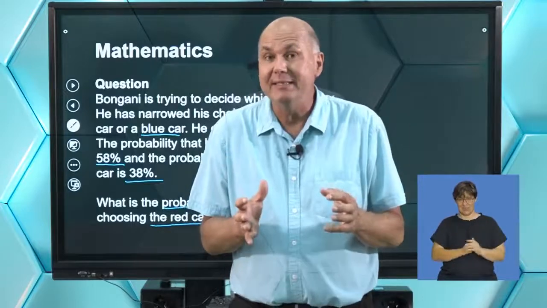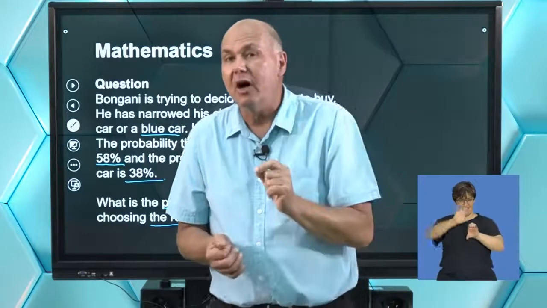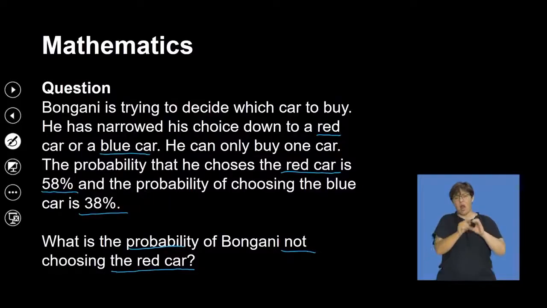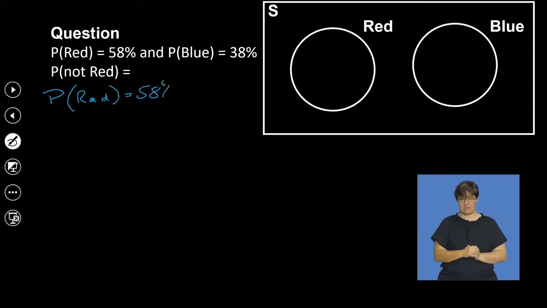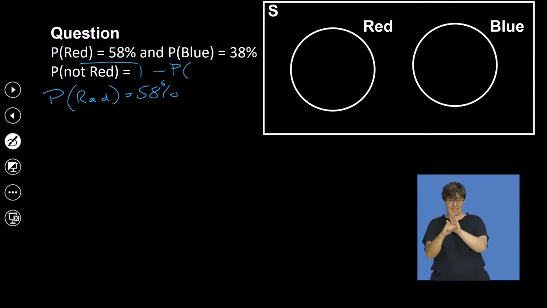Remember what the complement is. All of those things that are not in the set that we're looking at. So we're going to ask ourselves, what is the complement of the red car? So if we say P not red, then what we've got to recognize is, first of all, the probability of red we've been given was 58%. We've been given that. That's up there. But what is not red? Well, that's going to be 1 minus the probability of the red.